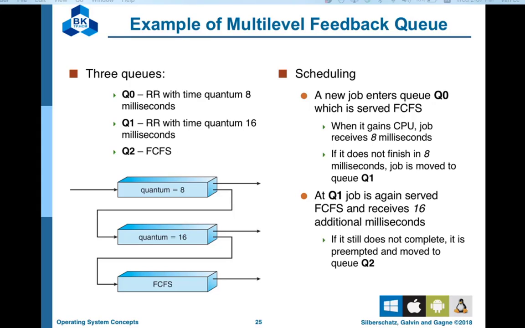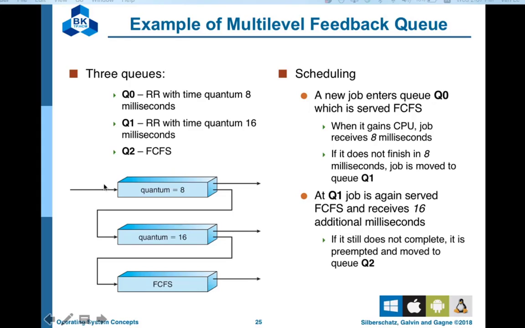A process will begin with Q0 first, and then Q1, and then Q2. Each queue will have its own algorithm. For example, here Q0 uses round robin with a time quantum of 8 milliseconds, Q1 uses round robin with a time quantum of 16 milliseconds, and the last one uses FCFS.